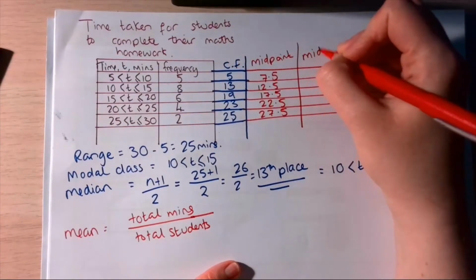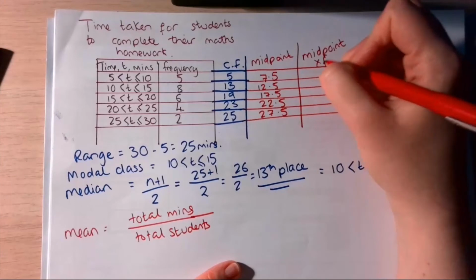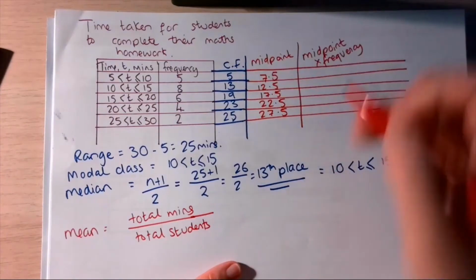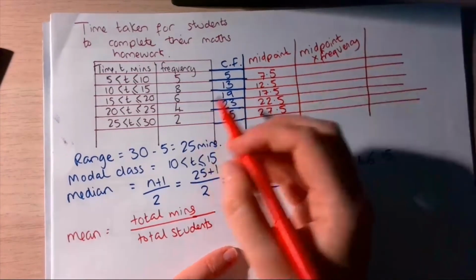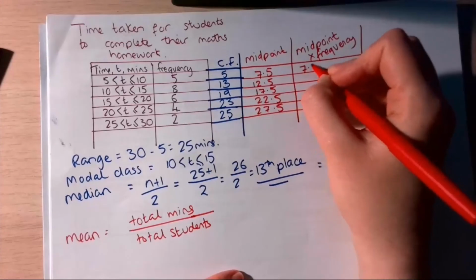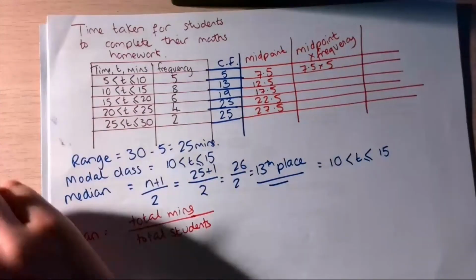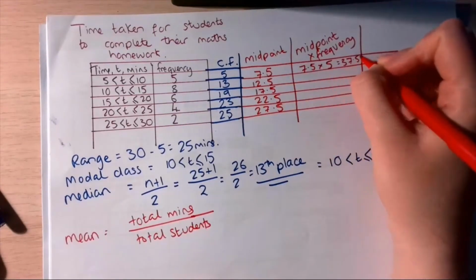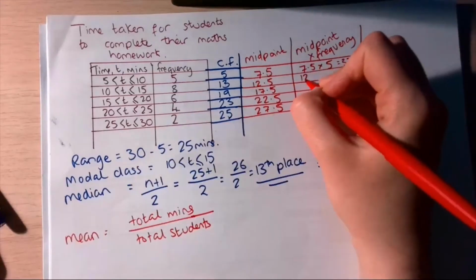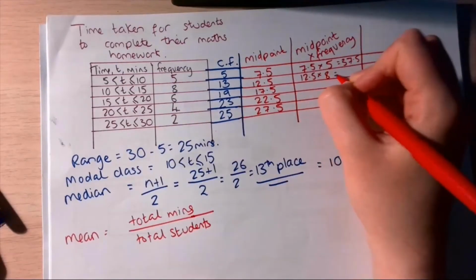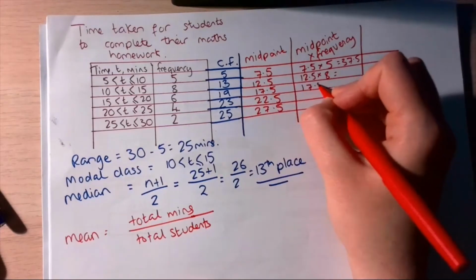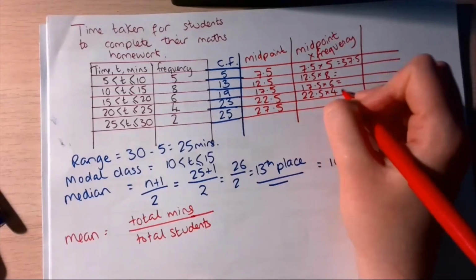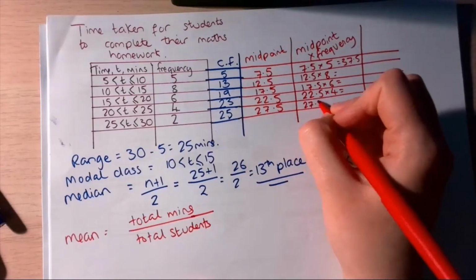Midpoint times frequency. And again, don't confuse your frequency with your cumulative frequency, because that'll not work out very well. Right then, so here we've got 7.5 times 5. Then use a calculator, that's not a problem. That's 37.5. Next one we've got 12.5 times 8. 17.5 times 6. 22.5 times 4. And 27.5 times 2.